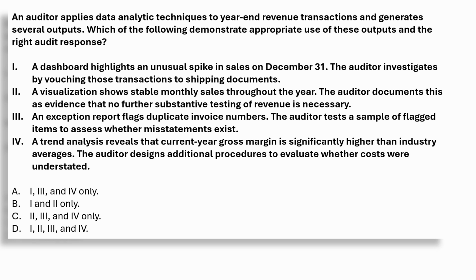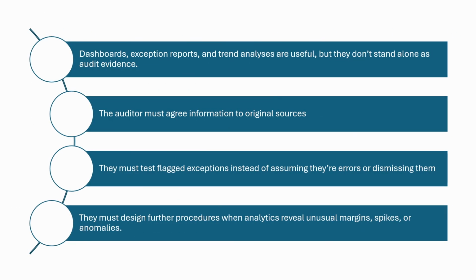So the correct statements are 1, 3, and 4. That makes the right answer option A. This connects directly to the exam blueprint task: perform procedures to validate the reliability of data and respond appropriately to analytic outputs. Dashboards, exception reports, and trend analyses are useful, but they don't stand alone as audit evidence. The auditor must agree information to original sources, like invoices and shipping docs. They must test flagged exceptions instead of assuming they're errors or dismissing them. They must design further procedures when analytics reveal unusual margins, spikes, or anomalies.